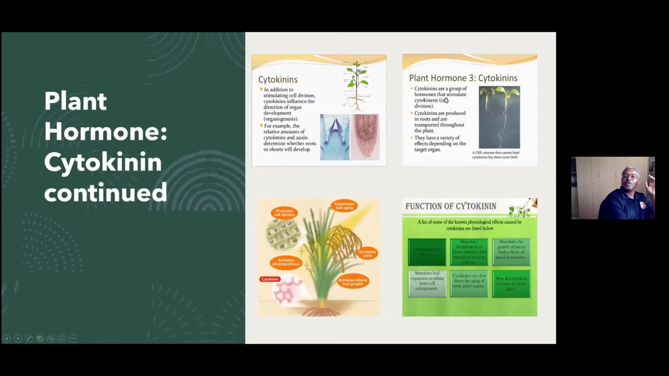Okay, here are some more illustrations of the cytokinins. It's a group of hormones that stimulate cytokinesis, which is cell division. They're produced in the roots. So how is it transported? Through the xylem. We talked about the xylem before, where it flows upwards. If it's in the roots, there's no place to go other than through the xylem, through the stem, the trunk of the tree, out to the leaves, et cetera.